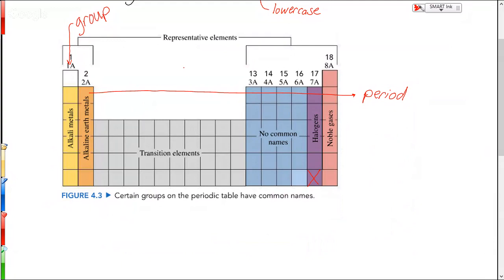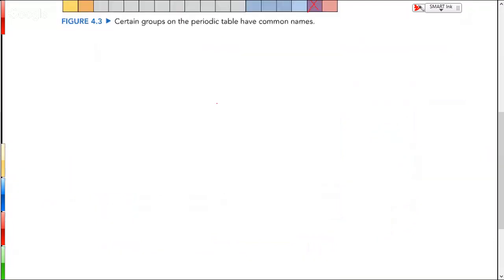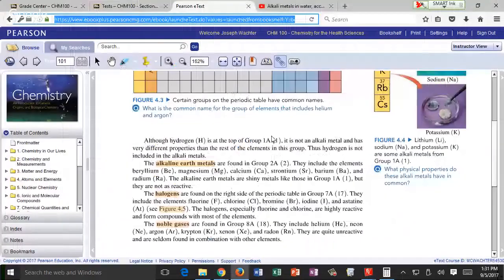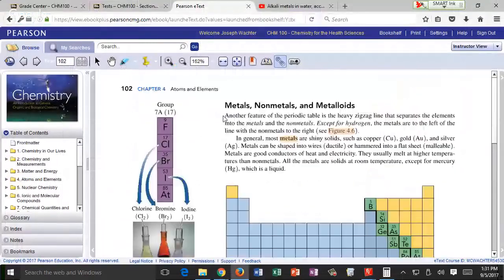And so another grouping that we use is separating metals and nonmetals. So we'll grab another picture on the next page here.